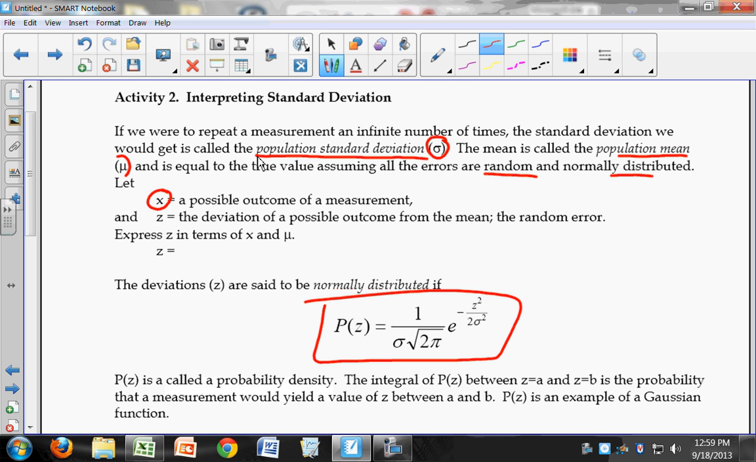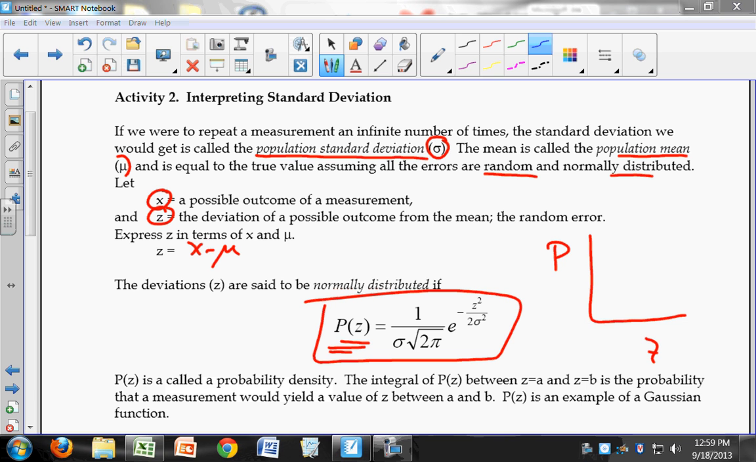So if x is a possible outcome of a measurement, and z is the random error, the difference between the outcome and the true value, what is z in terms of x and mu? Z would just be the outcome minus the true value, right? So the difference, that's just the random error. Now, if P of z is given by this expression, then we say those random errors are normally distributed.